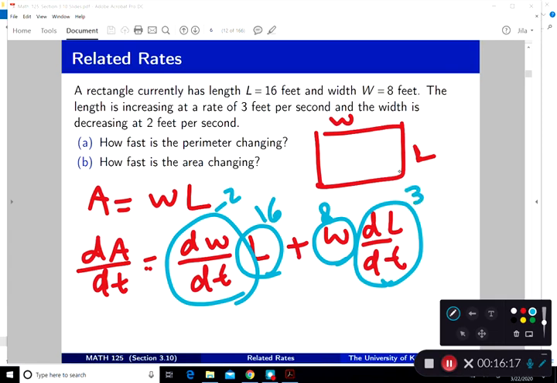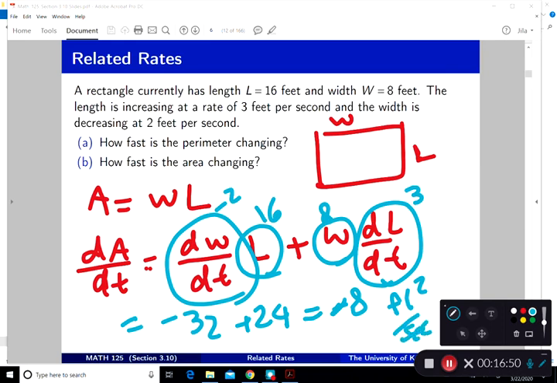And so, relating the variable that we're looking for, its rate of change, to the other two variables for which we knew the rate of change, now it's giving us a chance to actually calculate dA/dt, which is going to be negative 32 plus 24, and that is negative 8. Its change in area over time is going to be feet squared per second.